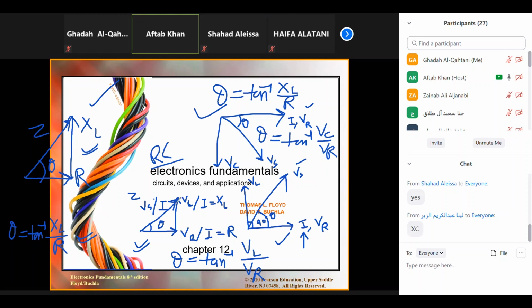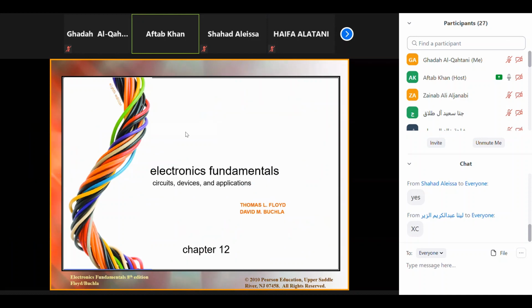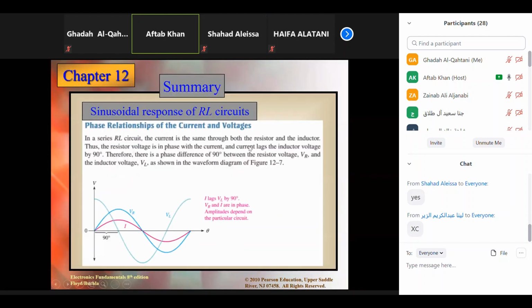Now let's see what's there in the slide. Hope you understand the concepts and basics. Starting with the sinusoidal response of RL circuits, as I have already told you, the phasor relationship of currents and voltage. Girls, we know that I lags VL by 90, or oppositely we can say VL leads the current by 90.